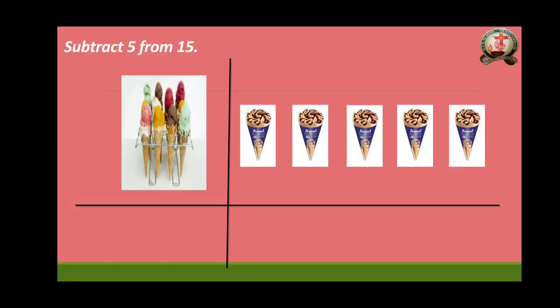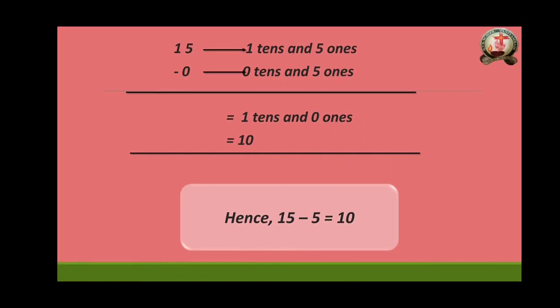subtract 5 from 15. So here 5 means 5 ones and 15 means 1 tens and 5 ones, right? So first we have to separate it into the ones and tens boxes. Then we have to start from the ones column. So we have to subtract 5 from 15, which means we cross out 5 ice creams from 15, right? So 1, 2, 3, 4 and 5. Now in the ones column there is no number left, so we put 0 there, and in the tens column we have 1. So 15 minus 5 is 10.